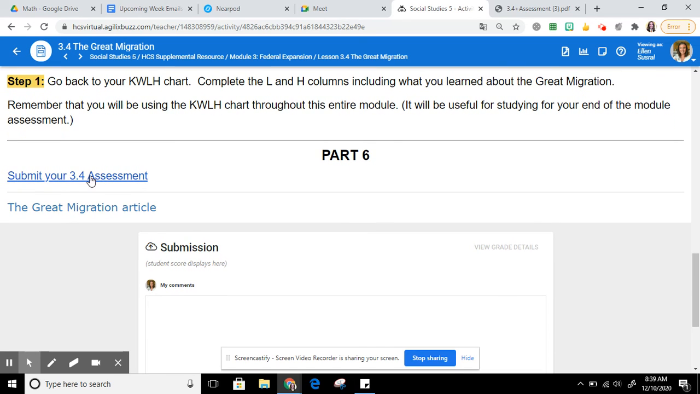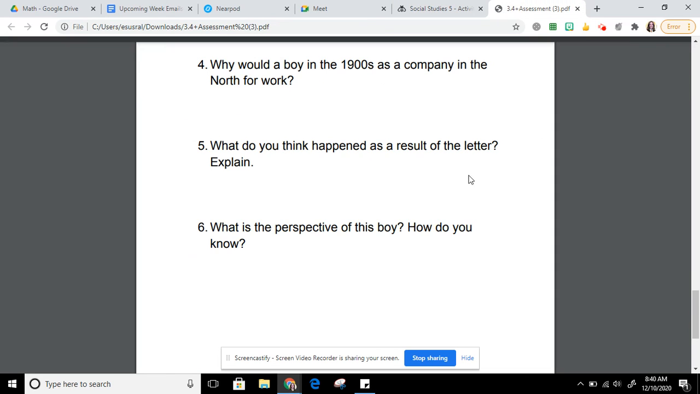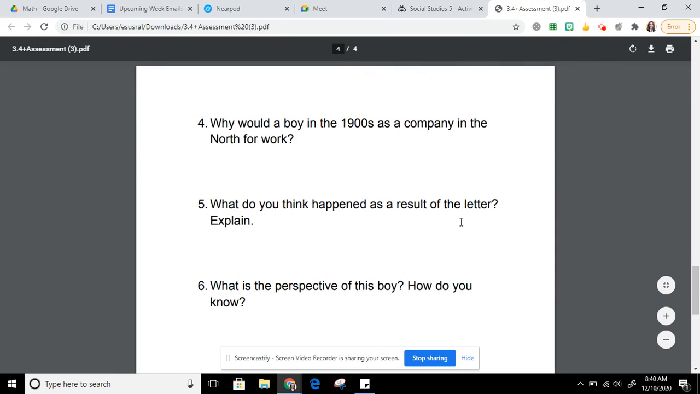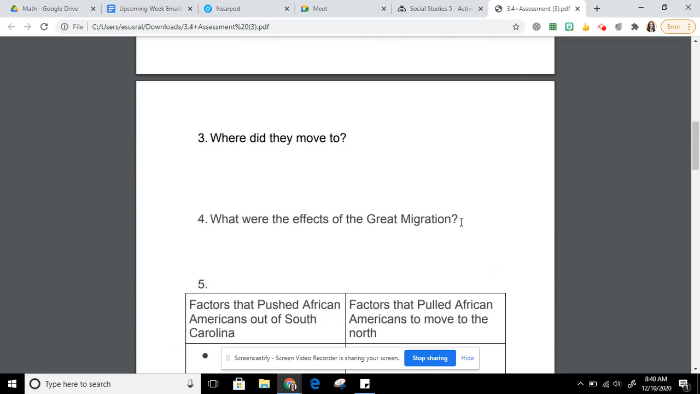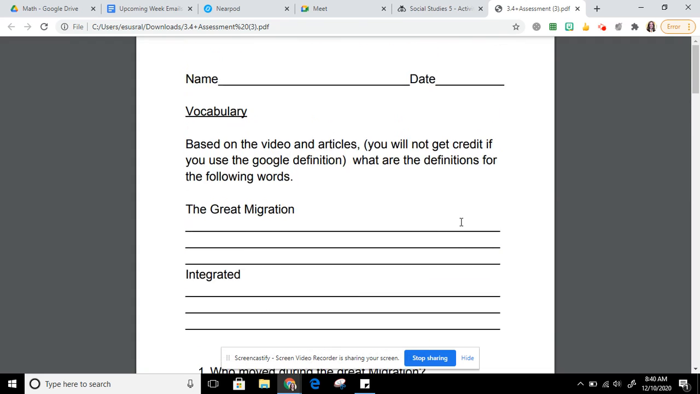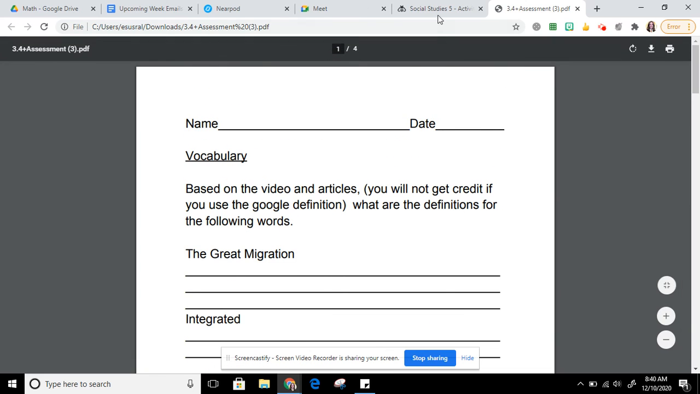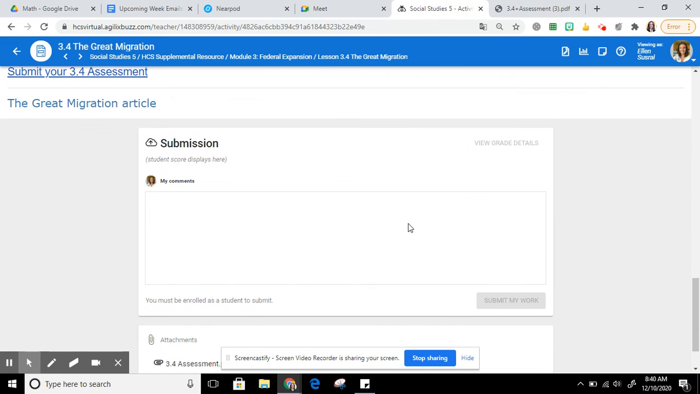Part 6, you're going to submit your 3.4 assessment, okay? And that was this assessment here. It's 4 pages long. I just walked you through how to answer each question. So this is what you're going to be turning in, all 4 pages, and you'll turn it in by clicking on that blue plus button and submitting your work.